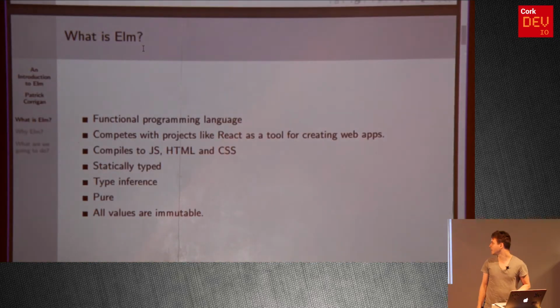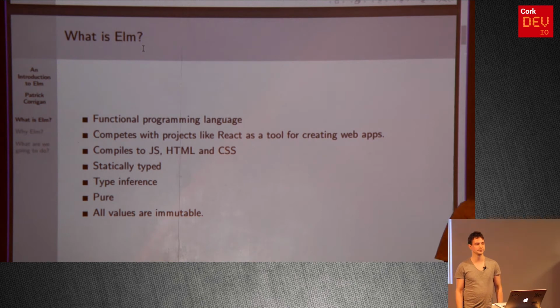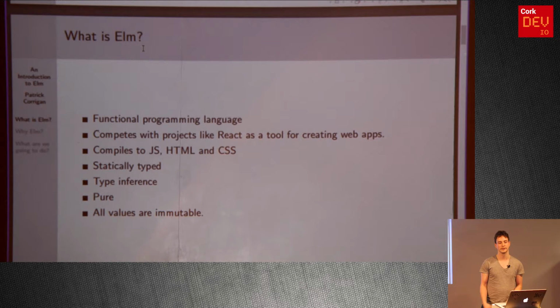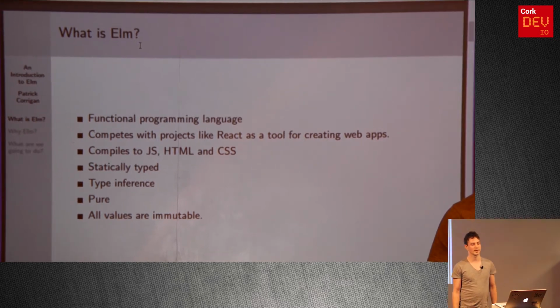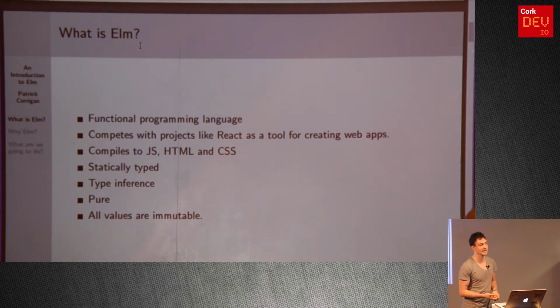So what is Elm? Elm's a functional programming language, and it competes with projects like React and Angular and Ember as a tool for creating web applications. It compiles down to JavaScript, HTML, and CSS. It's statically typed with type inference. All of its functions are pure, and all the values are immutable.